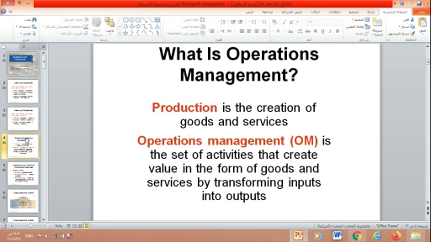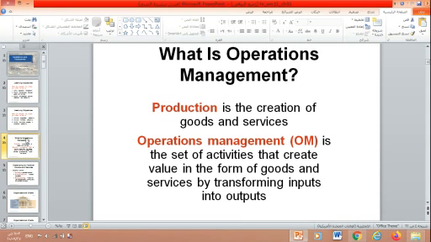So how can we define production? Production is the creation of goods and services, while operation management is the process. We can define it as the set of activities that creates value in the form of goods and services by transforming input into output. So operation management is the process of transforming the input into output or creating the value in the form of goods and services.